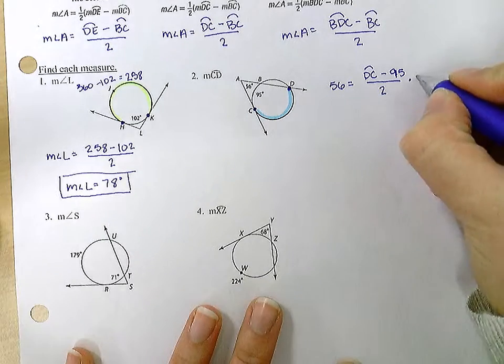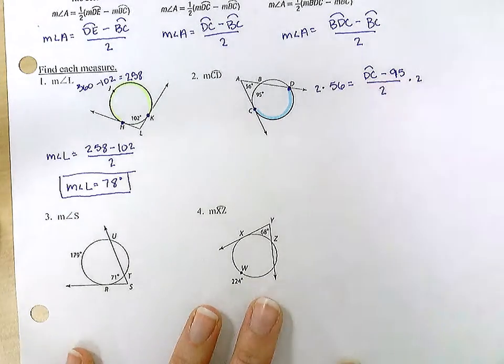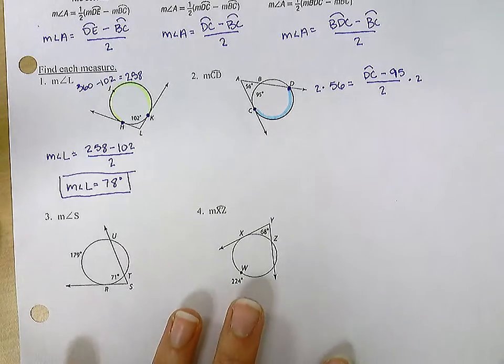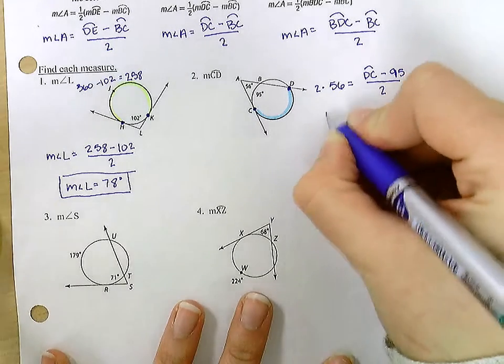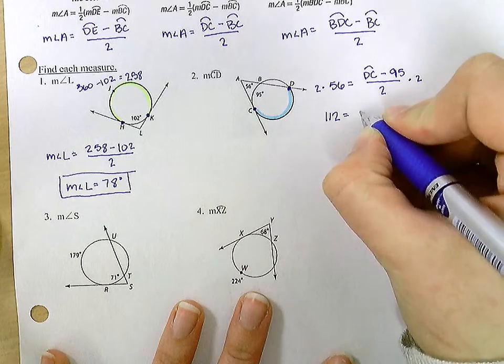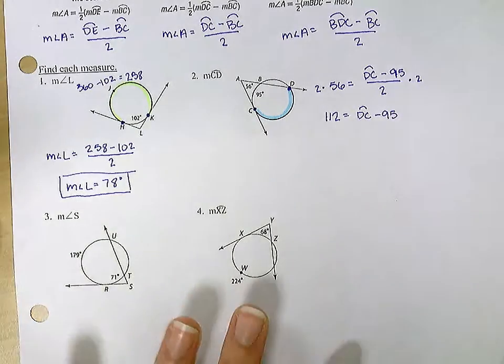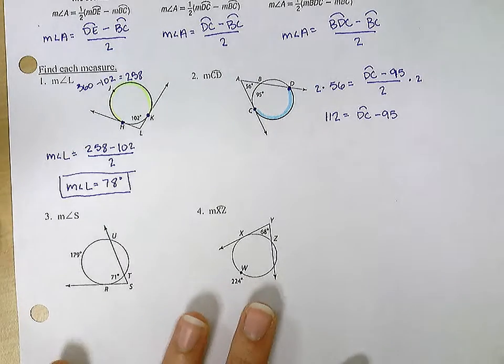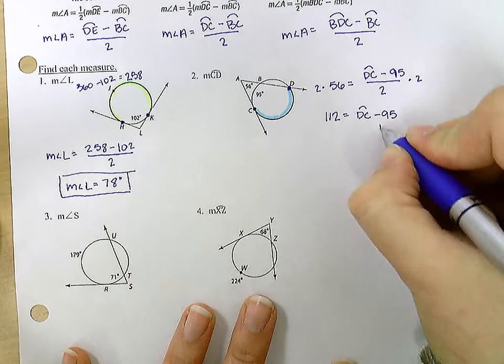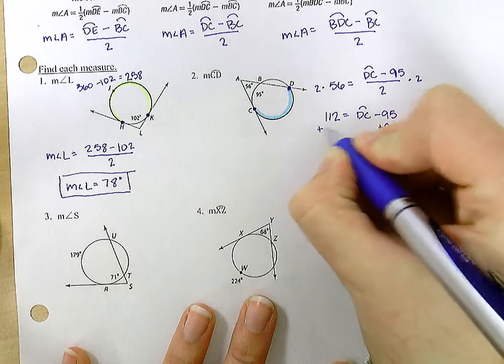Okay, so I'm going to multiply both sides by 2. Okay, because I'm trying to isolate that arc DC, I'm going to add 95 to both sides.